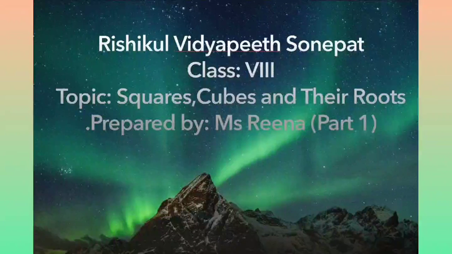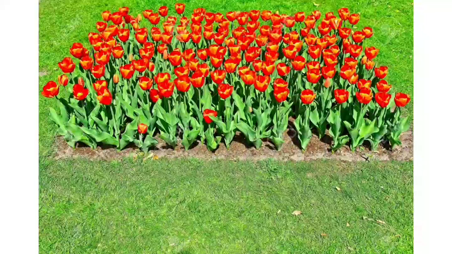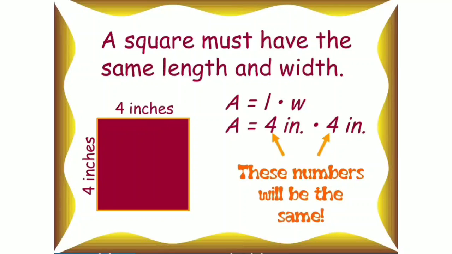Dear students, today we will discuss squares and their properties from the chapter Squares, Cubes and their Roots. Now, do you know how to find the area of a square field? We know that to find the area of a square, the formula is length into breadth. Let this square have sides equal to 4 inches. If we want to find its area, that is equal to 4 into 4, which means 16 inches square.